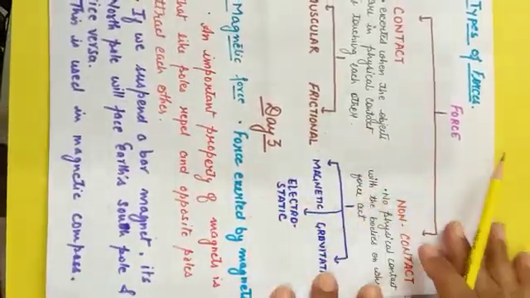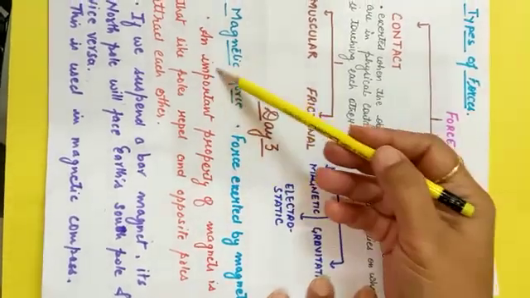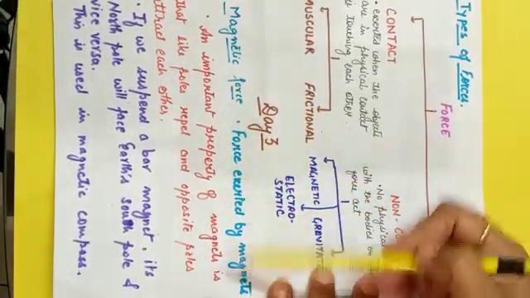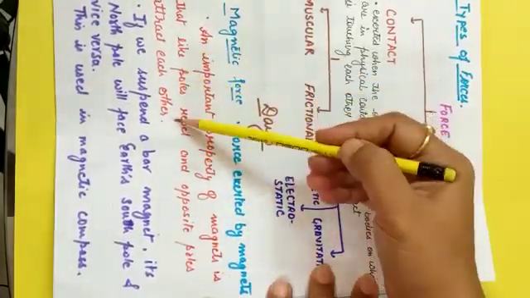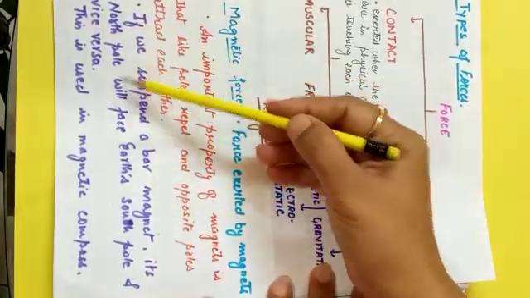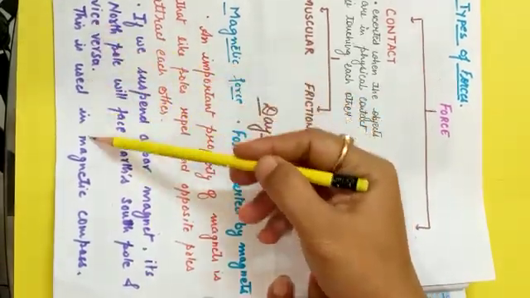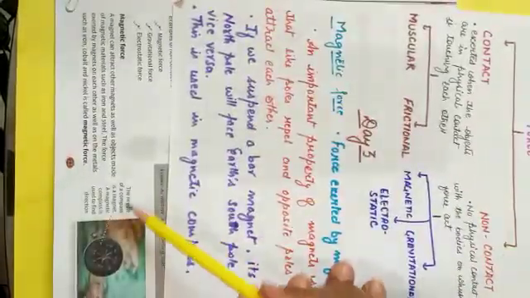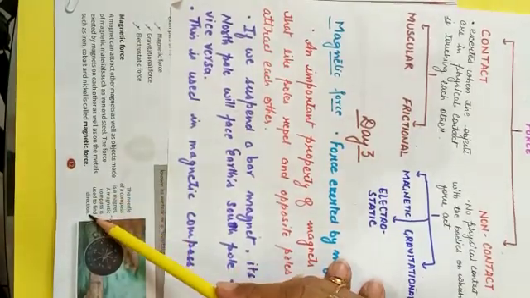Now all of you have seen a bar magnet. It has a north pole and a south pole. An important property of a magnet is that like poles repel and opposite poles attract each other. If we suspend a bar magnet, its north pole will face Earth's south pole and vice versa. This is used in the magnetic compass. The magnetic compass is the device which is used to find the directions.